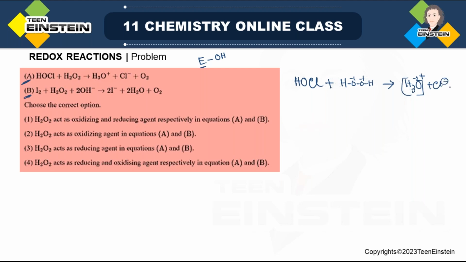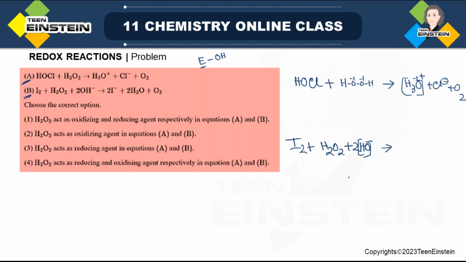Then we have chloride ion, we have oxygen. Now for the second reaction, it is iodine, again H2O2, hydrogen peroxide, then 2 hydroxide ion. In hydroxide ion also oxygen is having -2 charge. It is basically another form of writing water. In water oxygen is -2. So here it is basically the overall charge of HO.